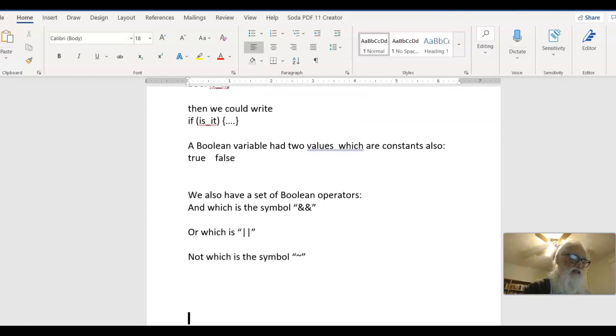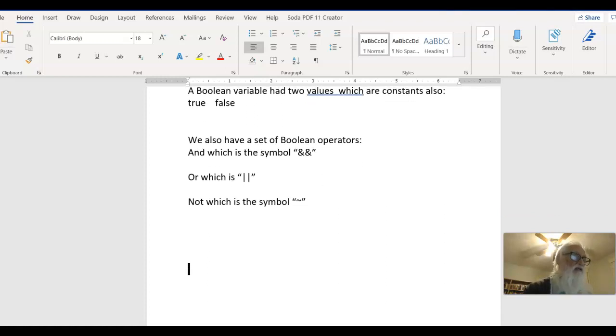The definitions of these are very simple. Usually they're given by a table. So I'm going to give you two possibilities, two variables, A and B. And I'm going to tell you what A and B is, and what A or B is, and what not A is. Pardon me.